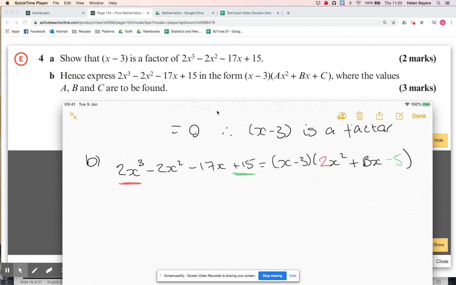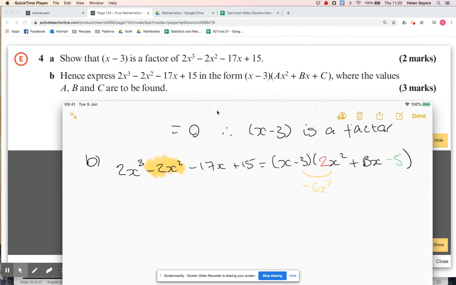Right, slightly harder to find B through inspection, but it's certainly still doable. So to find B, I can either look at the x squared or the x term. So I'm going to look at the x squared term. So x squared is supposed to be minus 2x squared. So far, let's use the highlighter there. So far, I've got minus 6x squared.